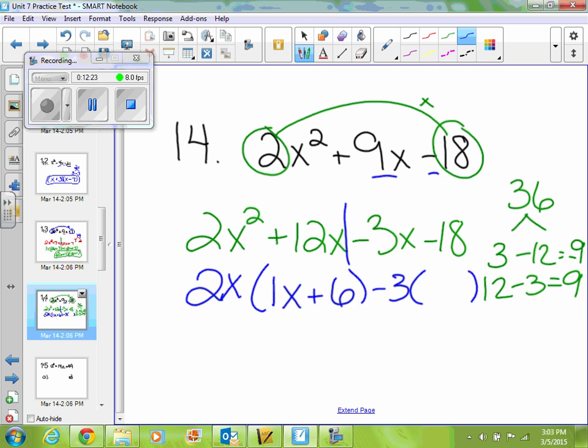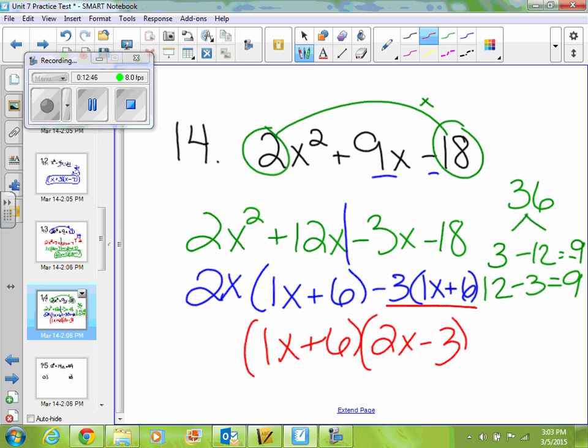Okay. What's negative 3x divided by negative 3? 1x. What's negative 18 divided by negative 3? Alright, Ethan, what's the same? What's left over? Very good. So 1x plus 6 and 2x minus 3. So any questions on 14? No. Okay. So then once we get to 15, we start looking at our special products, okay?